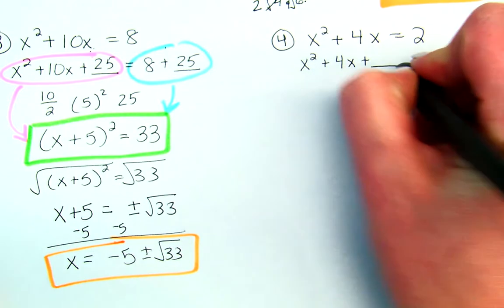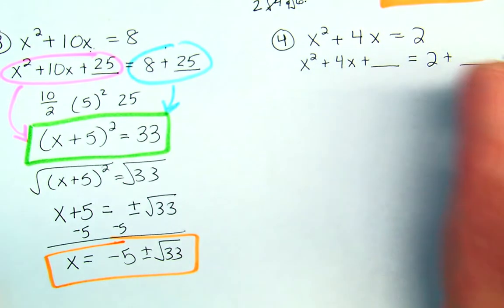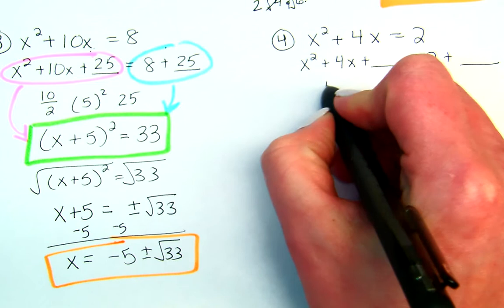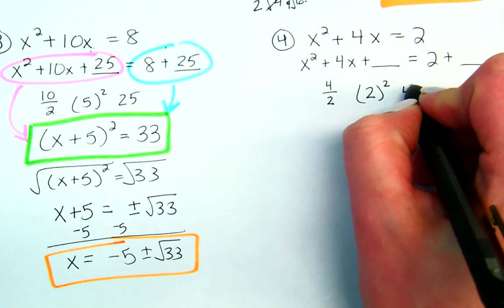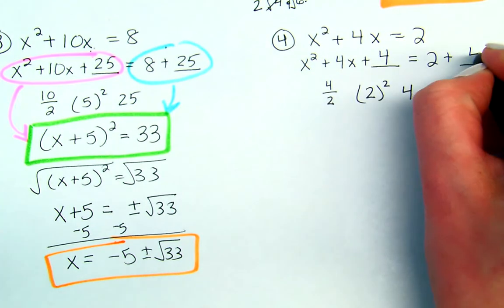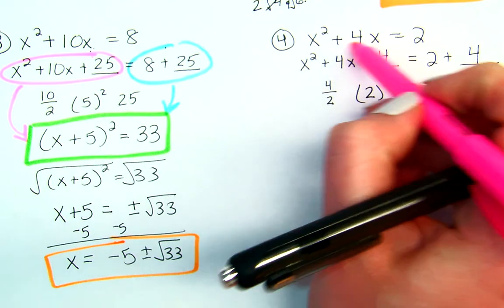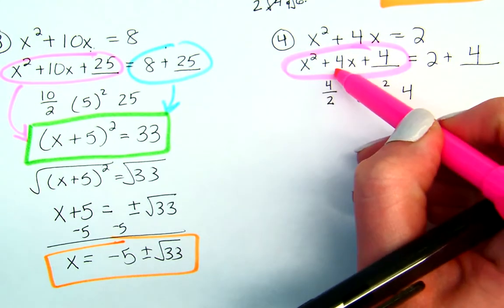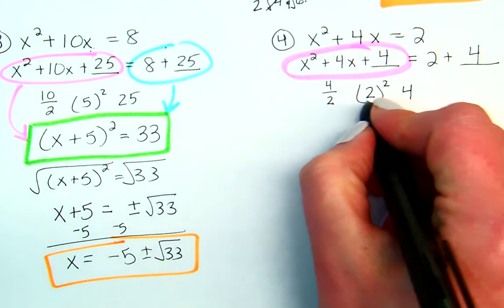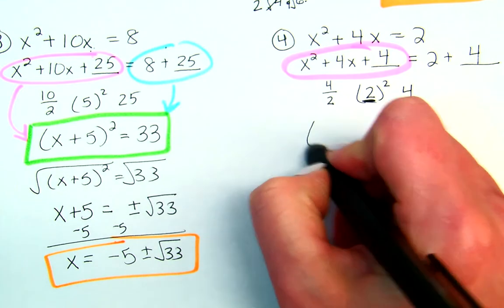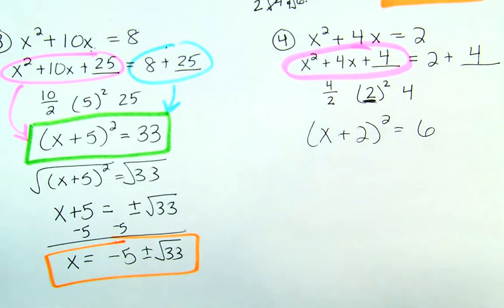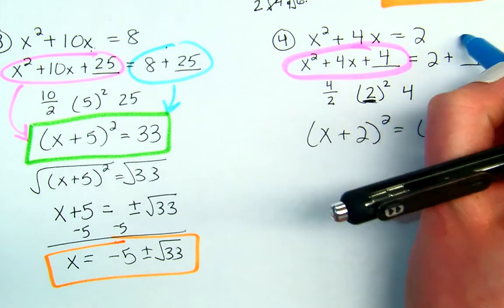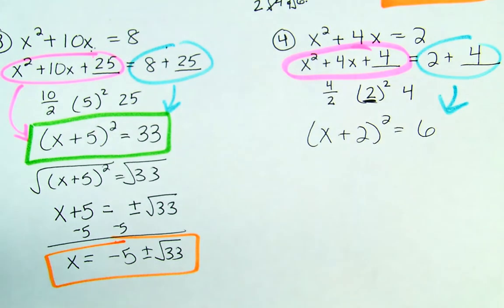All right, and last but not least, once again, I'm going to take x squared plus 4x plus a number is equal to 2 plus something on the other side. 4 divided by 2 is 2. 2 squared is 4. So I add 4 to both sides. Once again, two numbers that multiply to 4 that also add to 4 is 2. That's what I have right here. So x plus 2 squared equals 4 plus 2 is 6. That is our intermediate step.